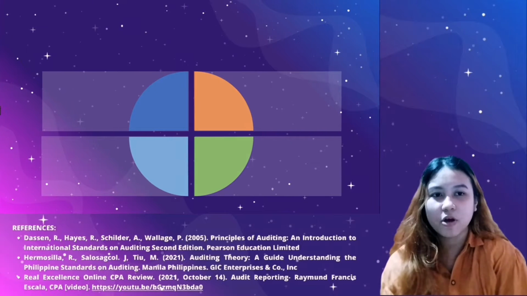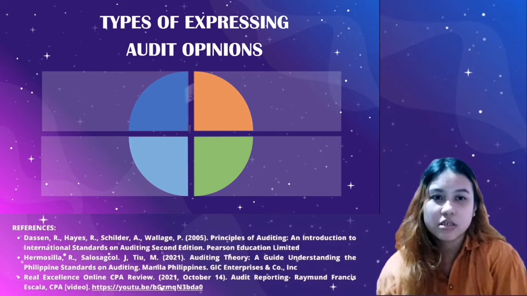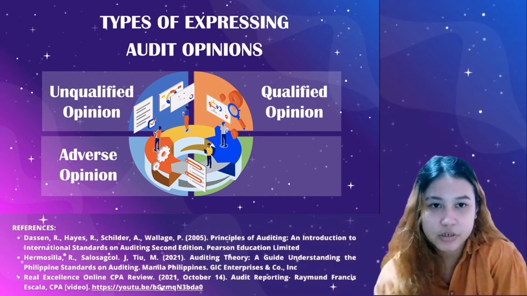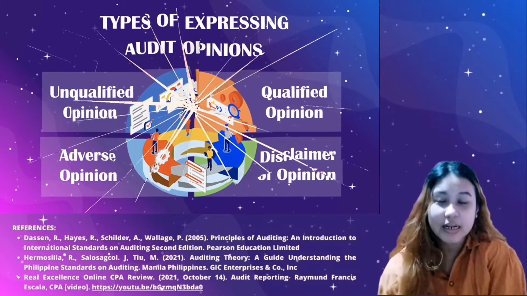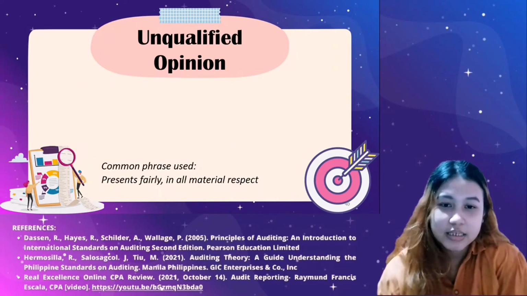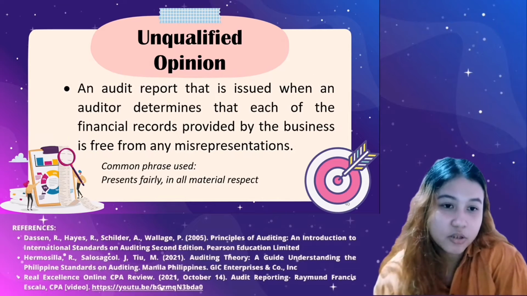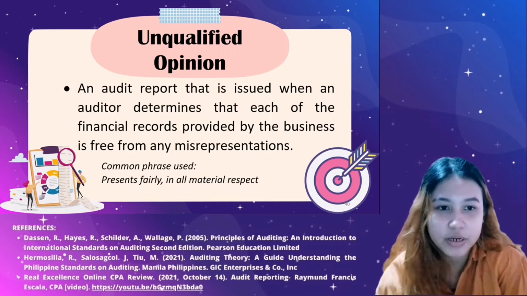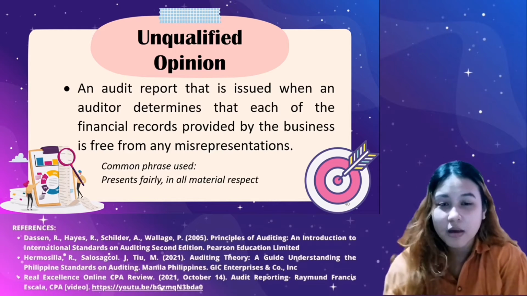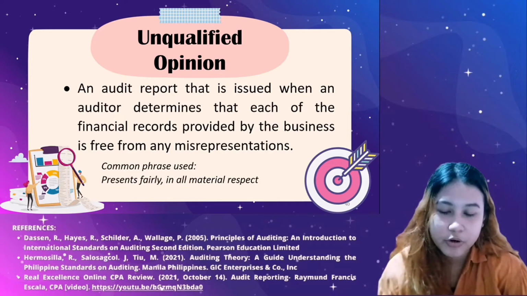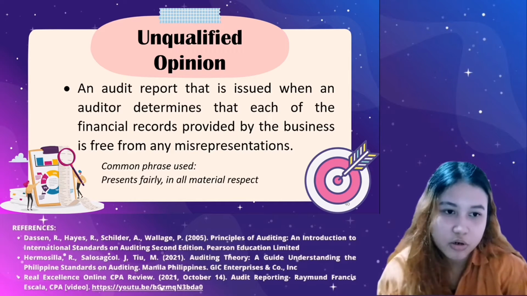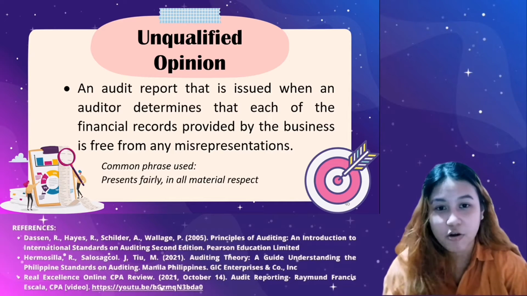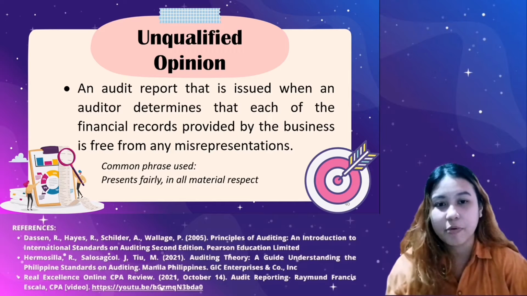So we have four types of expressing audit opinions: the unqualified, qualified, disclaimer of opinion, and adverse. Let us first discuss what is an unqualified opinion. It is an audit report that is issued when an auditor determines that each of the financial records provided by the business is free from any misrepresentations. An auditor's unqualified report should be expressed when the auditor concludes that the financial statements give a true and fair view in accordance with the identified financial reporting framework.